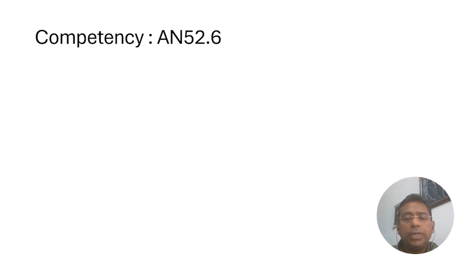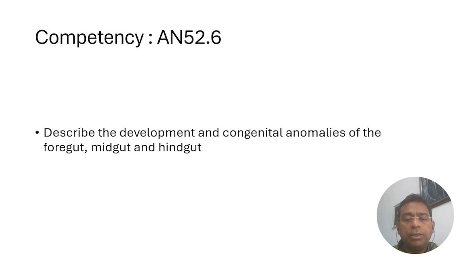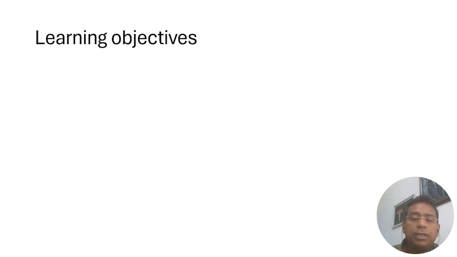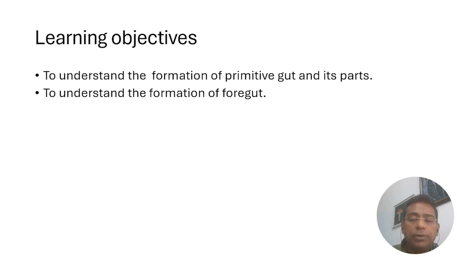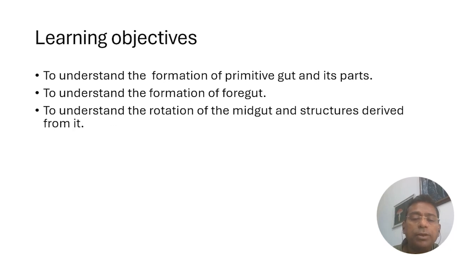We will cover this competency in this presentation, which deals with the development of the gastrointestinal tract and the common congenital anomalies. These are the learning objectives: formation of the primitive gut and its parts. Then we will see the structures derived from the foregut.